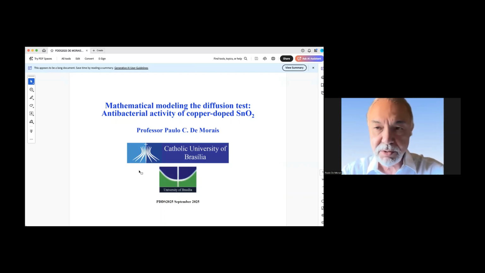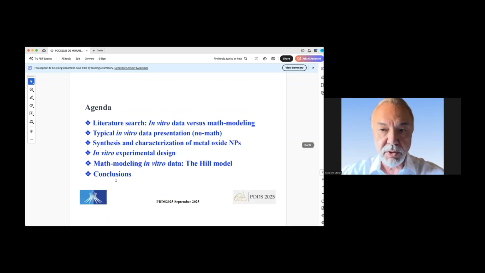I'm happy to be here today and share with you the topic of my talk, which is the mathematical modeling of the diffusion test, which is a standard test. So I will show you some antibacterial activity of copper-doped tin oxide nanoparticles. So here is my agenda for today.